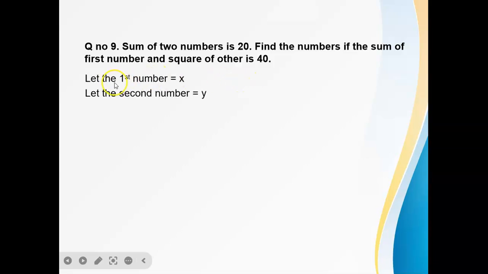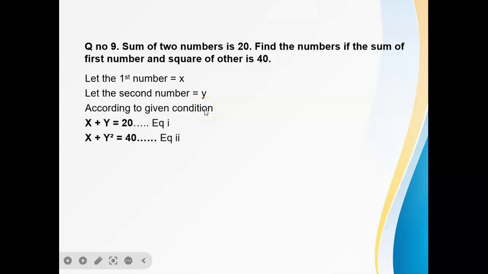So we suppose that let the first number be x and the second number is y. Then according to the given condition, it is given that the sum of the first number and square of the other is 40, and the sum of two numbers is 20. So therefore the first equation will be x plus y is equal to 20.